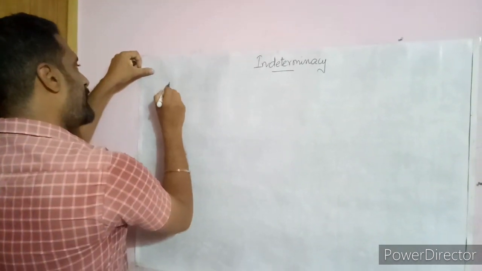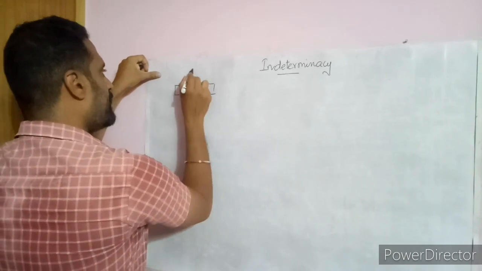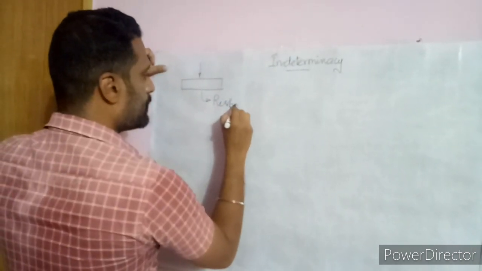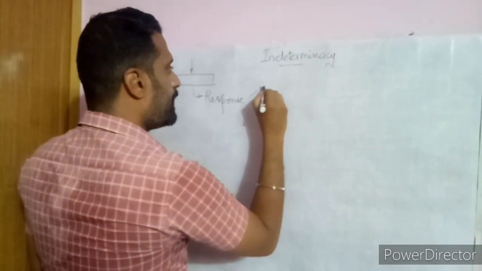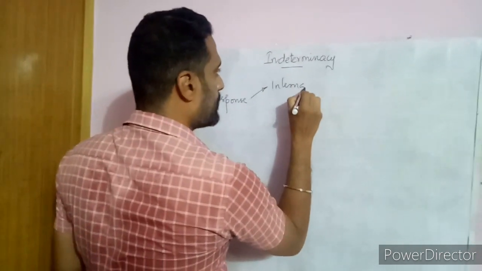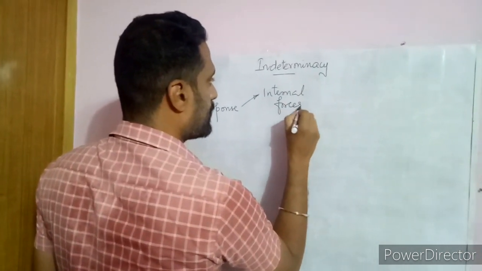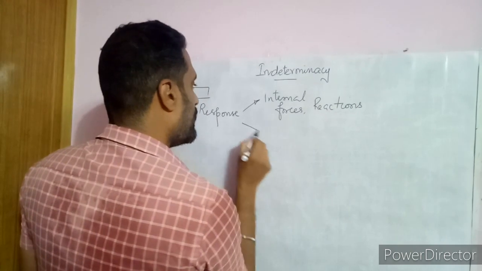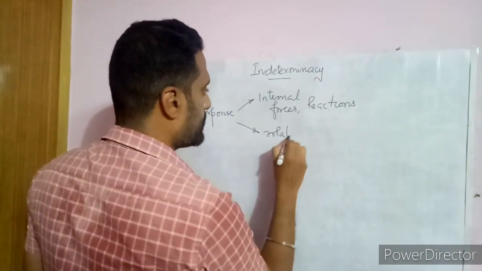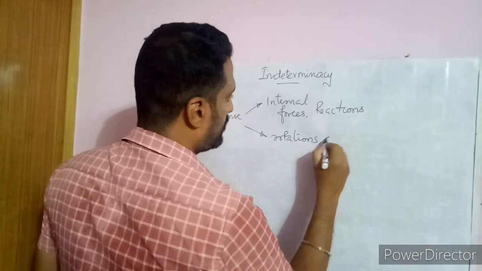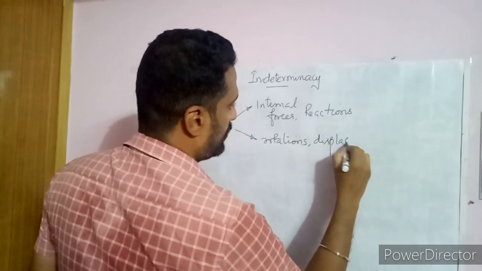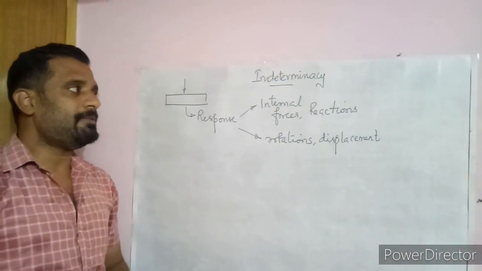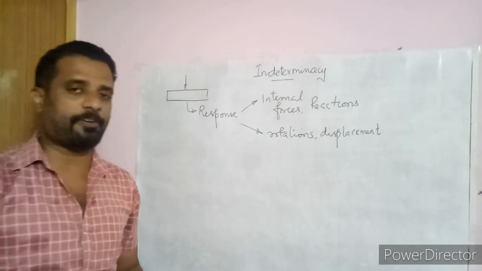So before going into that, for any beam or any type of element, if a load is applied, it will produce a response. So what are the responses? It will be of internal forces. It will be of reactions. It will be of rotations, and it may be of displacements. Therefore, in a beam, when subjected to load, these are the probable responses that we can get from a beam.